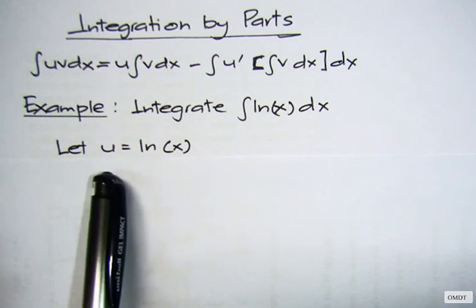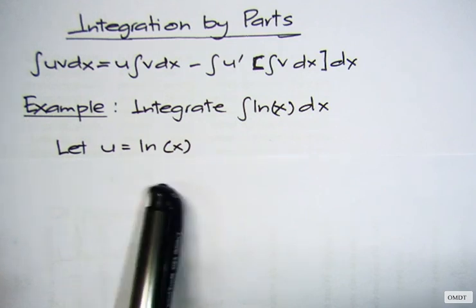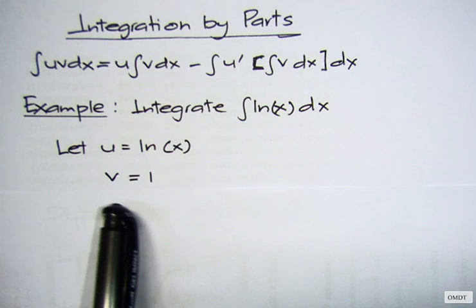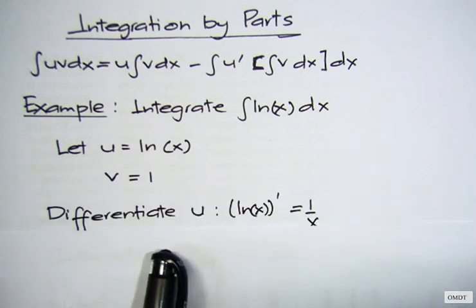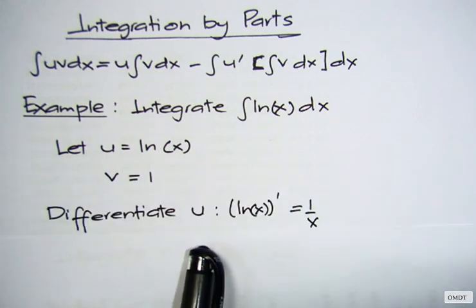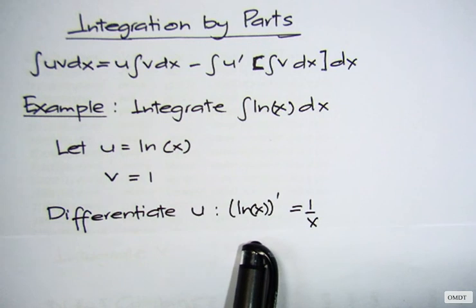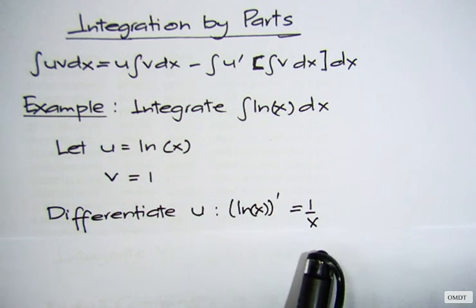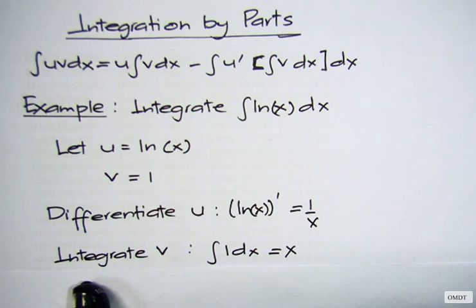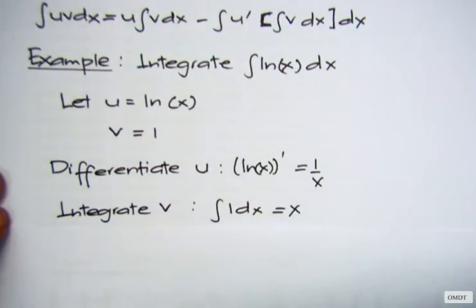First, we let u is equal to ln x and v is equal to 1. Then we differentiate u, which means we differentiate ln x, and that gives us 1 over x. Next, we integrate v, so we integrate 1, and that gives us x. Now, let's combine this.